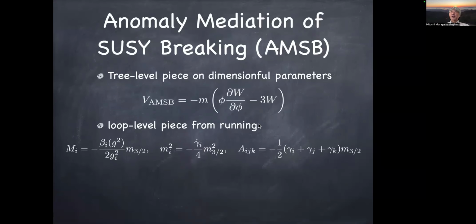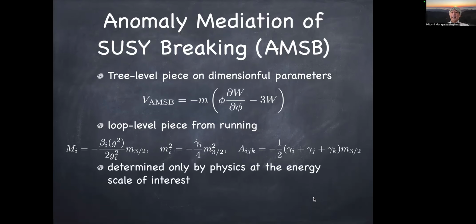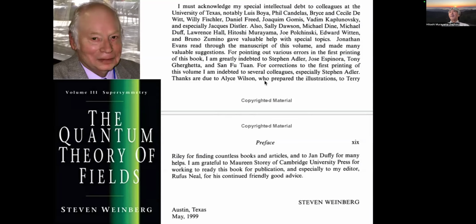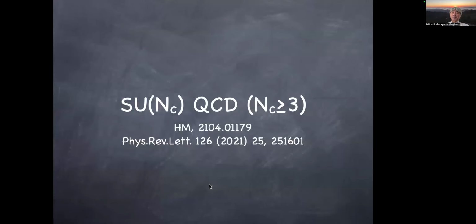You have this tree-level expression for the potential, if you have a superpotential with a dimension 4 parameter. And you also have the expressions from the loop level for the scalar masses and gaugino masses. And everything is determined only by physics at the energy scale of your interest. And that's why this theory is predictive and maintains good theoretical control. This scheme of supersymmetry breaking ended up being described in the QFT textbook by Steven Weinberg in his third volume, and I feel very honored that he actually acknowledged my contribution in his preface.